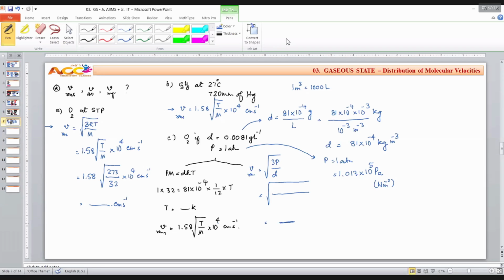Go ahead. These are the 3 methods with which we are varying conditions. 4th method.